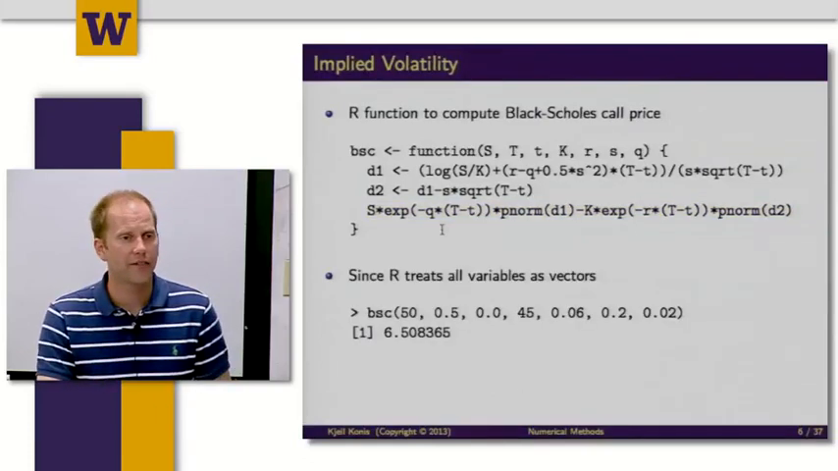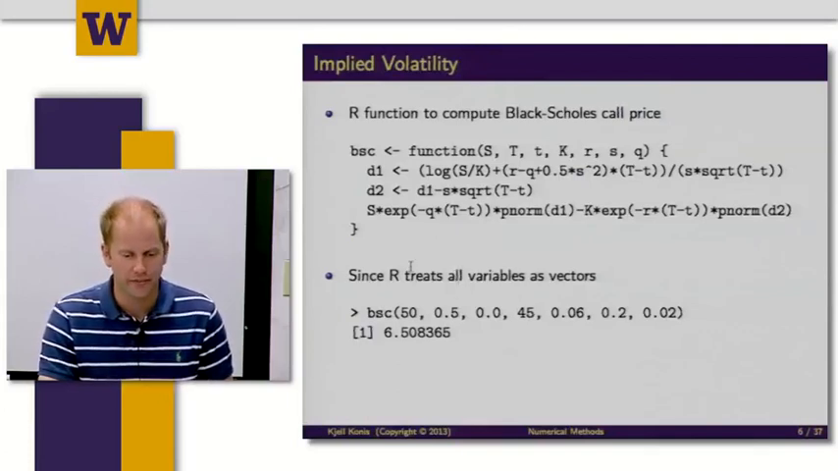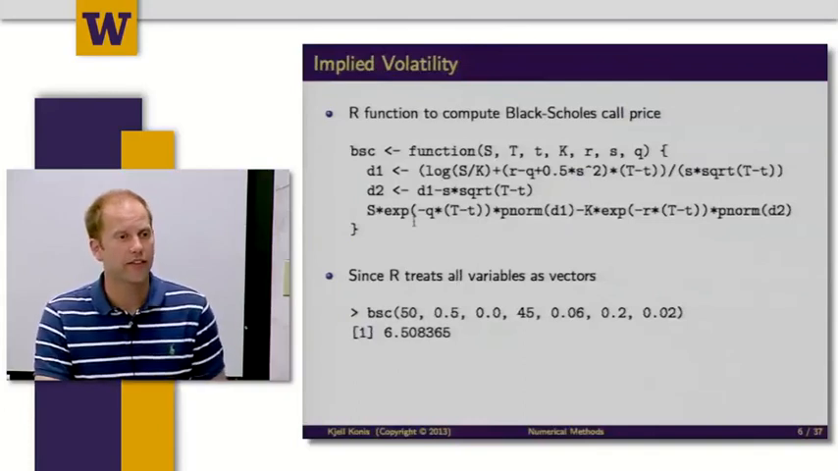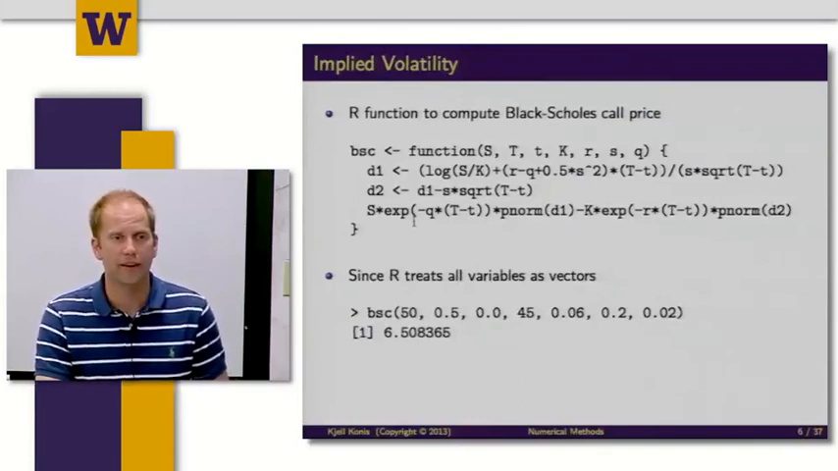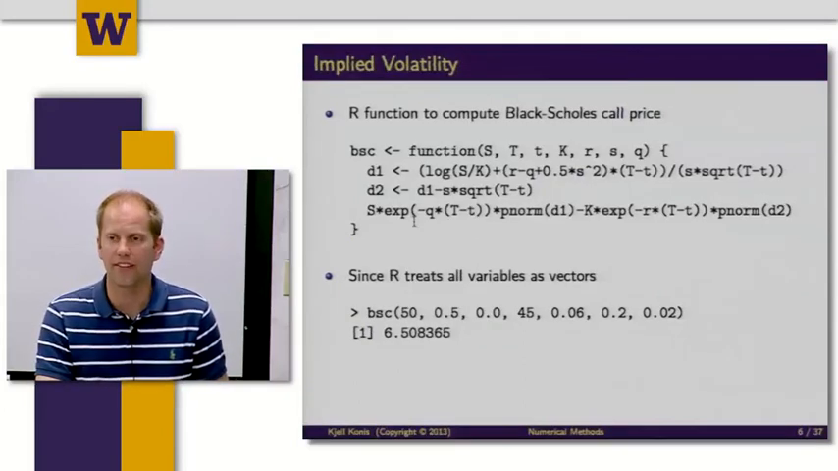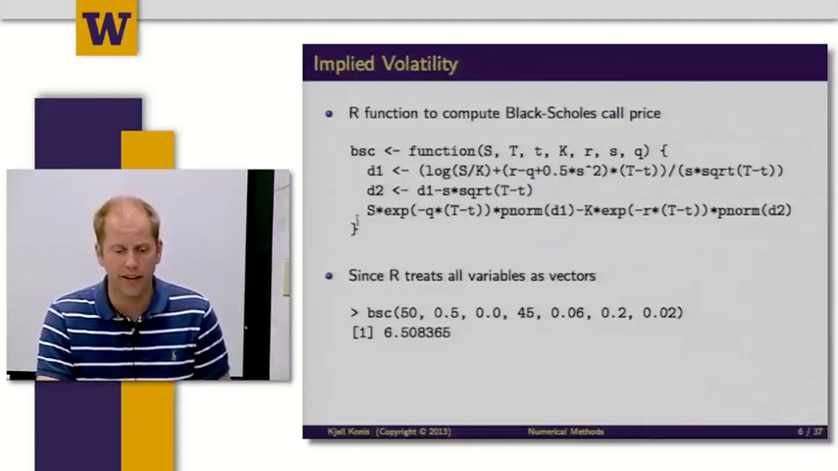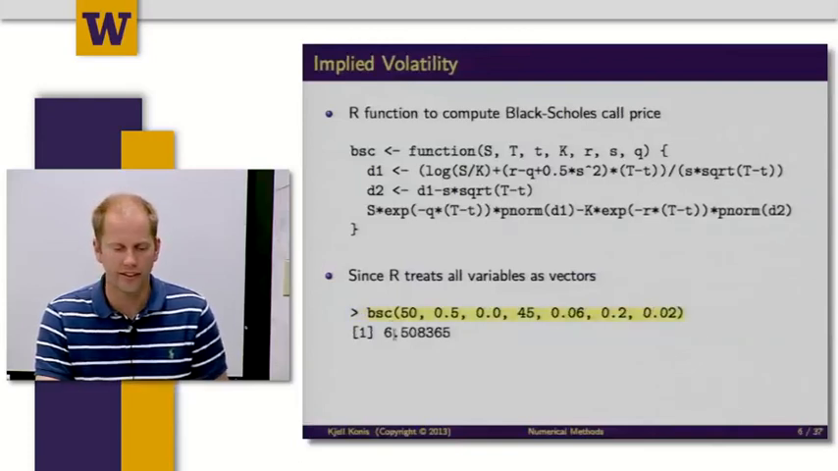And then one of the nice features R has is it treats every variable like a vector. So instead of having to do this in a for loop or evaluate the function by hand 50 or 60 times to get a set of points to plot, I can just give a vector argument. Right now, every argument is just a length 1 vector, and so I get a length 1 answer.